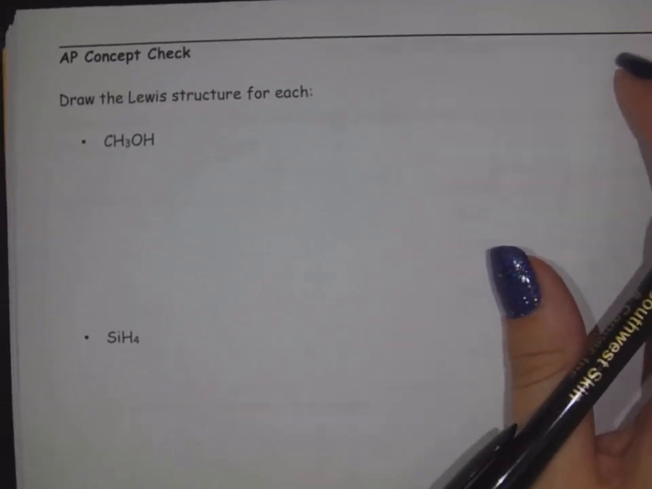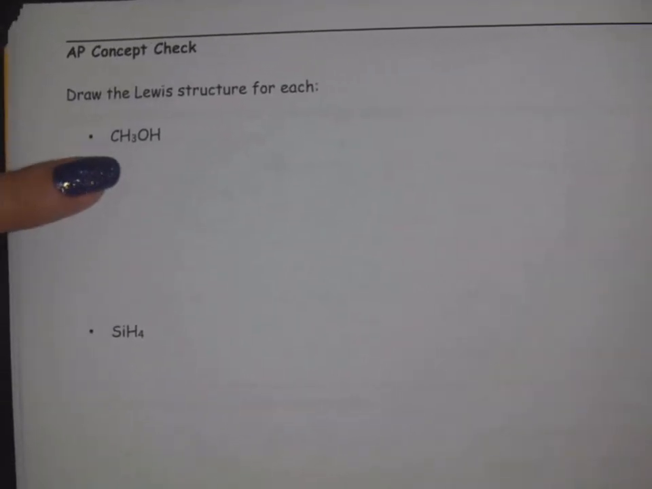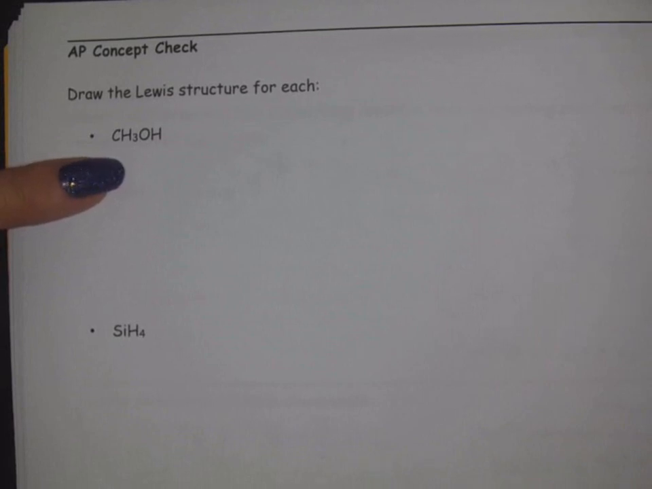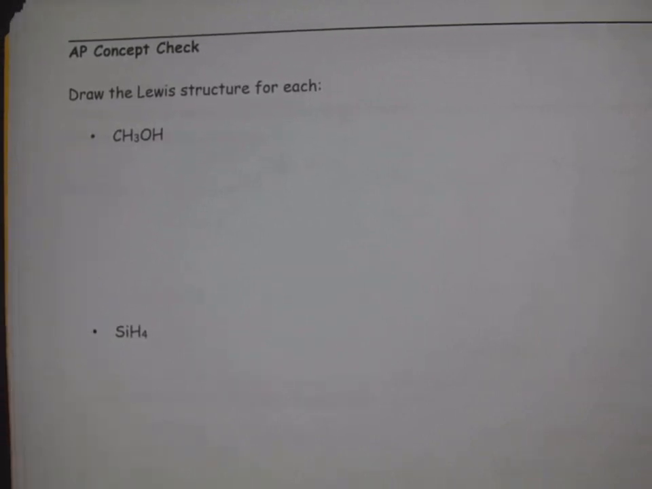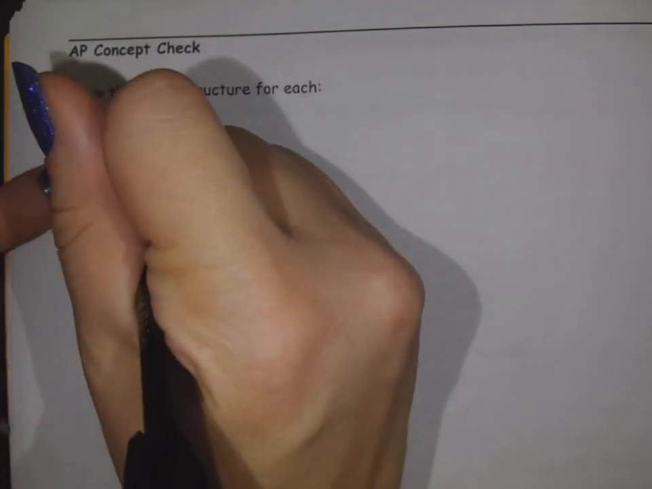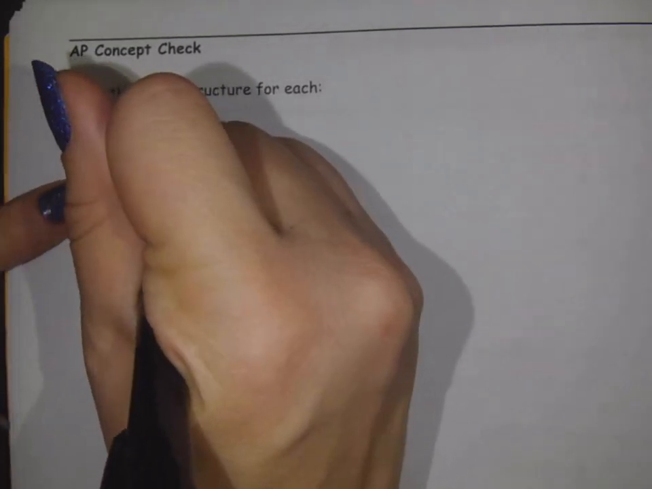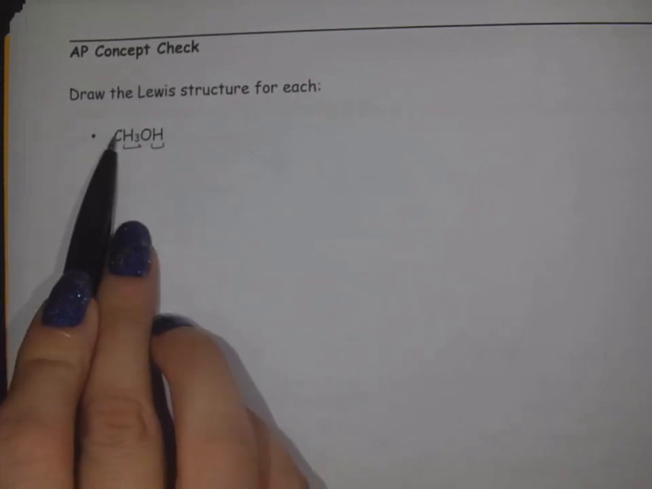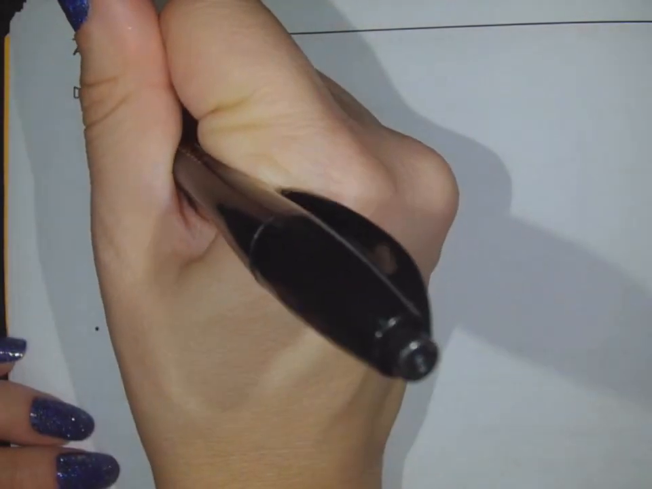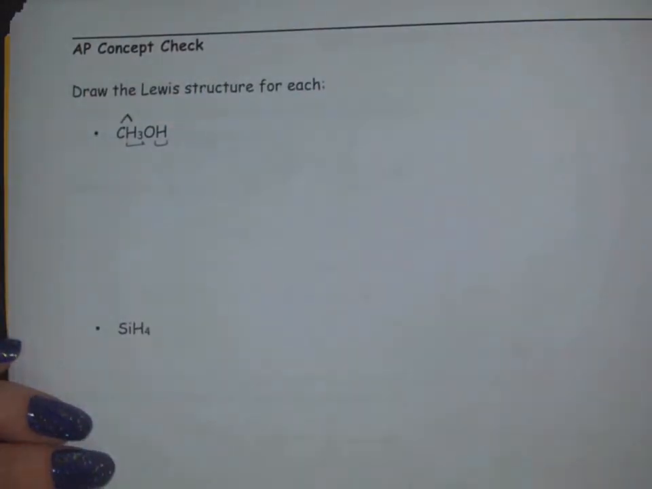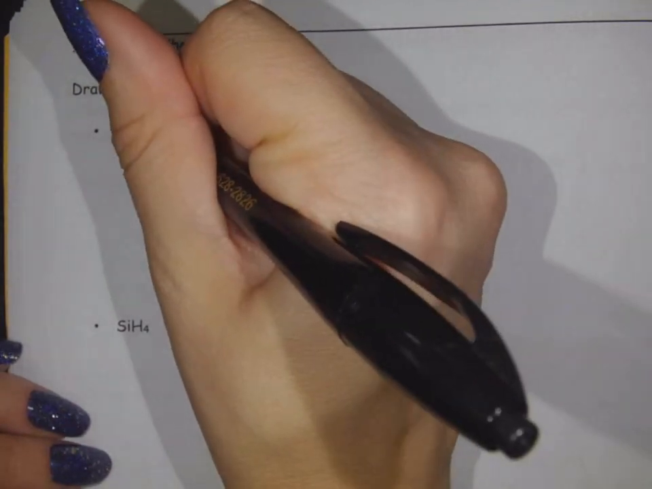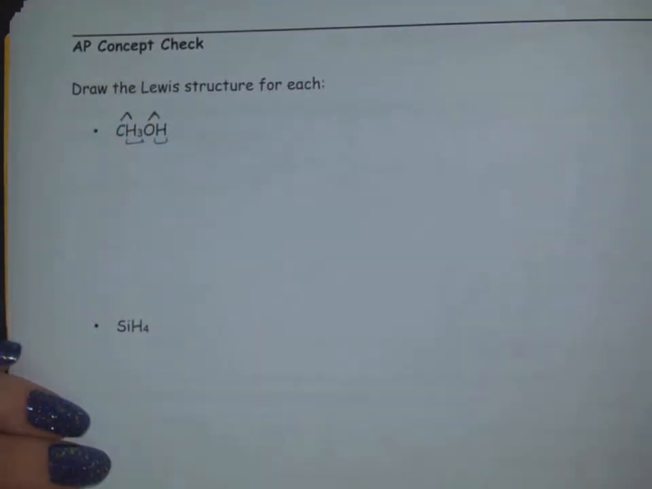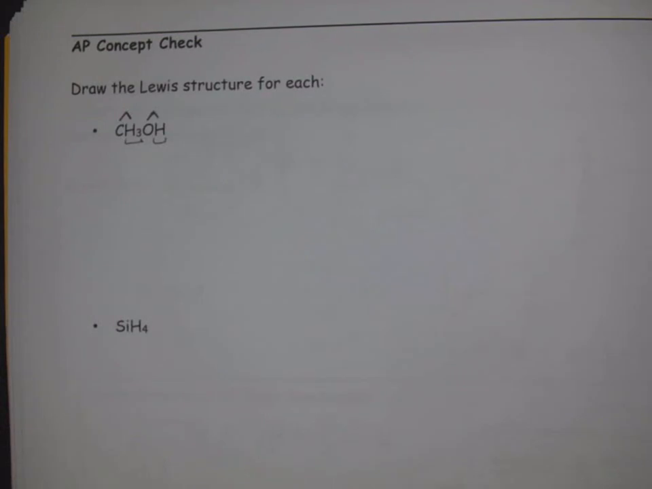Alrighty, so this is what we're going to do. We're going to do one of these together, and then at the beginning of next class, we'll do a couple more to warm up. Notice that there's hydrogens here and there's a hydrogen there. There's a reason why they separated it. It's telling us that this carbon is bonded to these hydrogens, and it's telling us that this oxygen is bonded to that hydrogen.